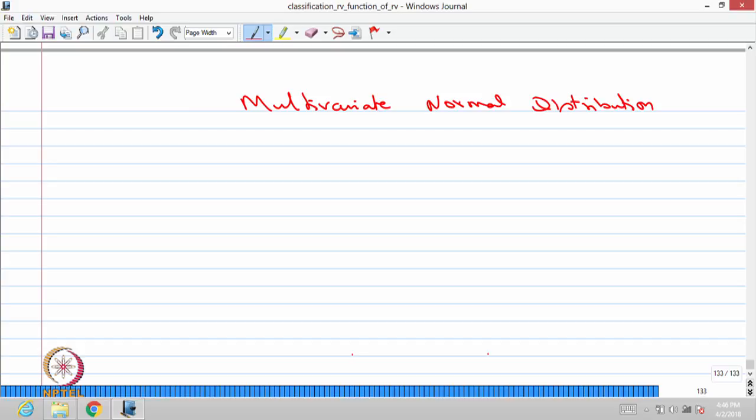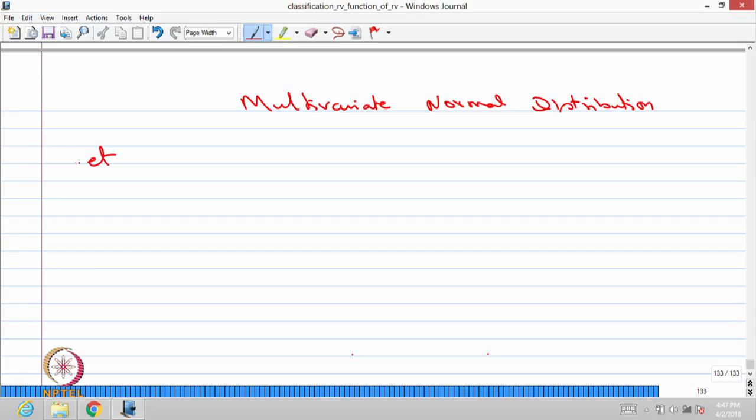The way the central limit theorem, which we are going to discuss later, has a lot of applications in real world problems, the same way the multivariate normal distribution is also going to play important roles in many complicated problems in probability.